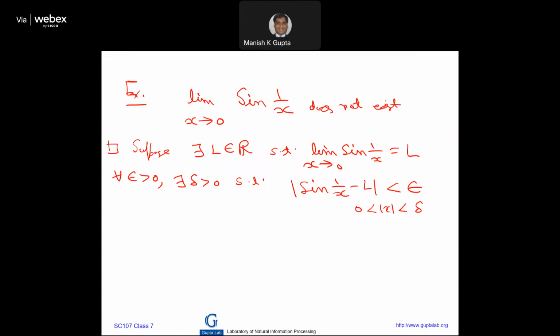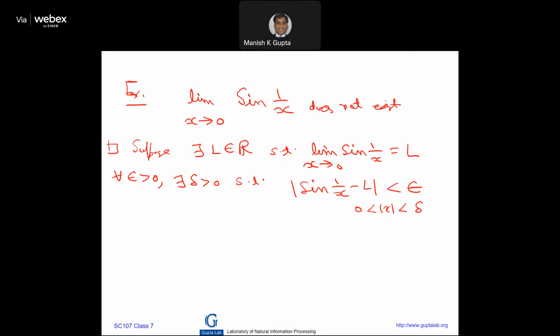Now remember, I have to arrive at a contradiction. So I don't have to show this for every epsilon. I can take some epsilon for which I arrive at a contradiction. This is a very important thing to remember, because I know that the limit does not exist. So I will choose such an epsilon so that I arrive at a contradiction.